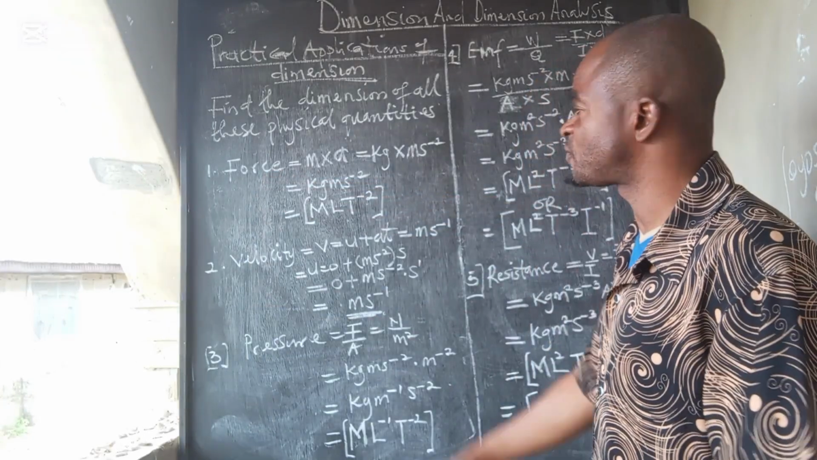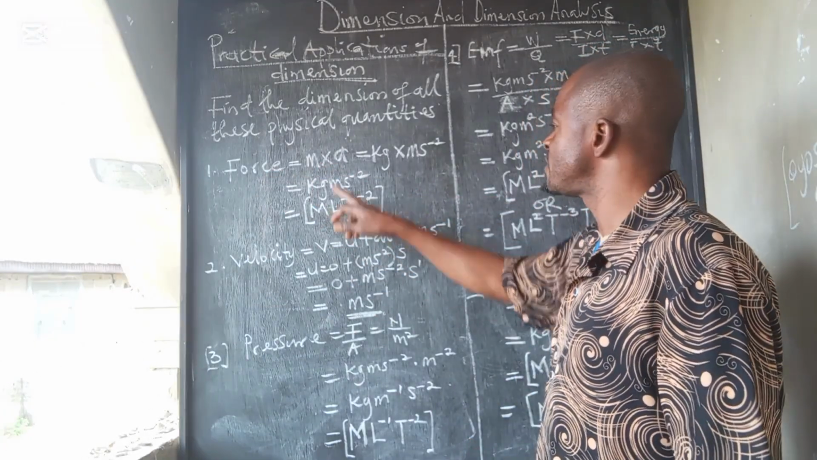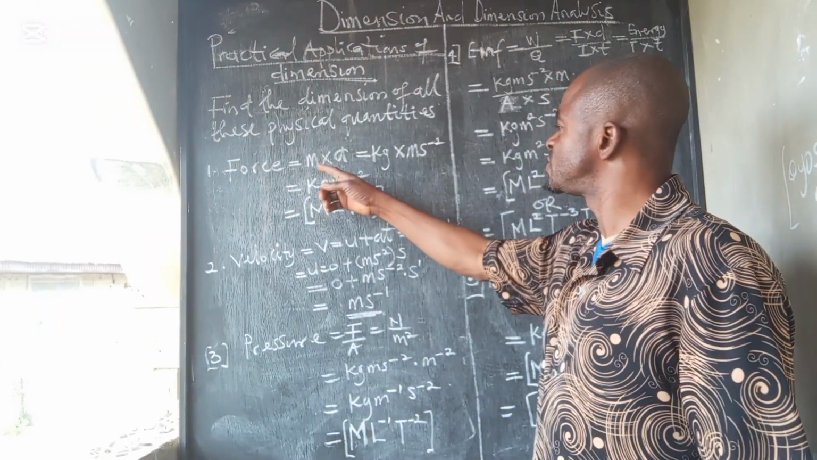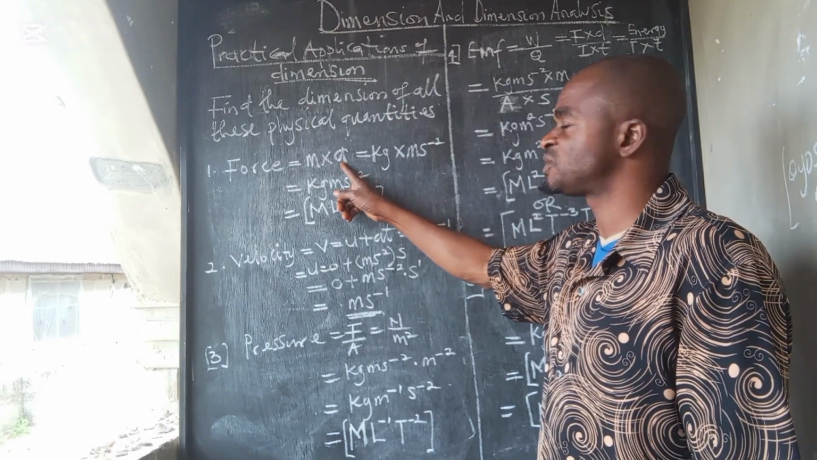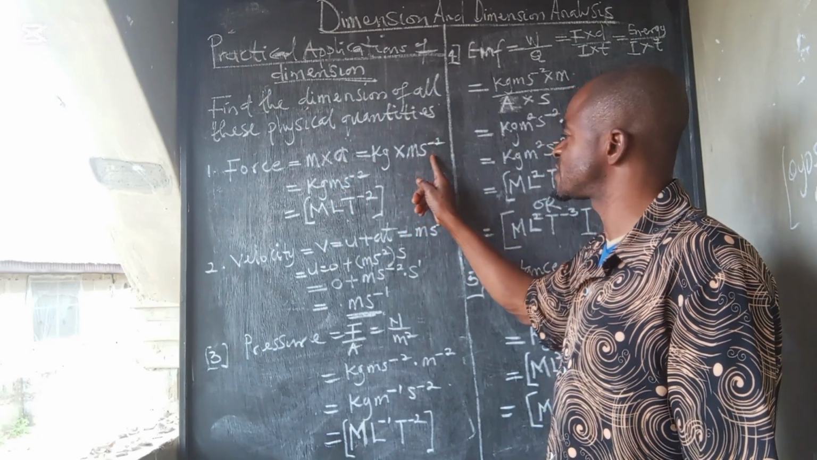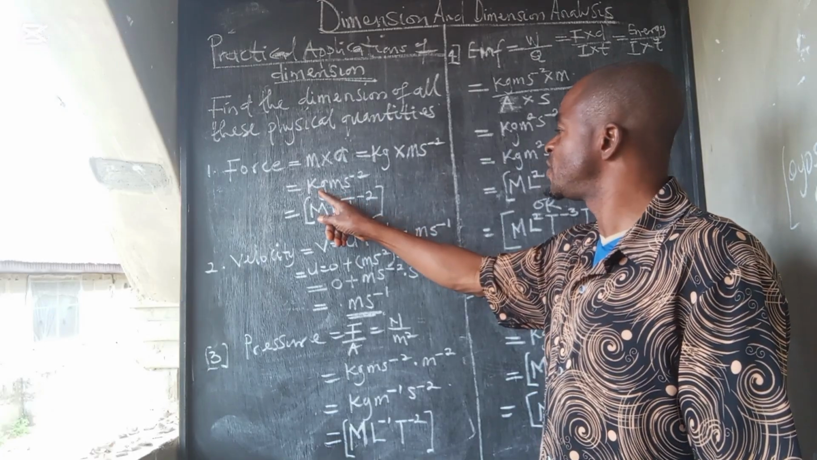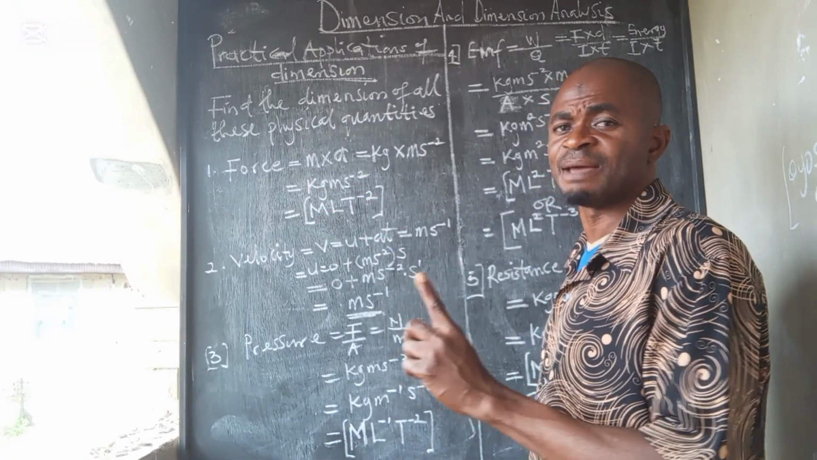Force. What is force? Force is the product of the mass and acceleration. M stands for the mass, A stands for the acceleration. What is the unit of mass? Kilogram. What is the unit of acceleration? Meter per second square. When you multiply them together, it will give you kilogram meter per second square.